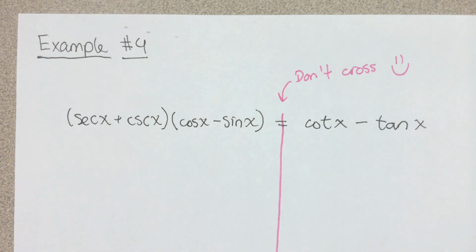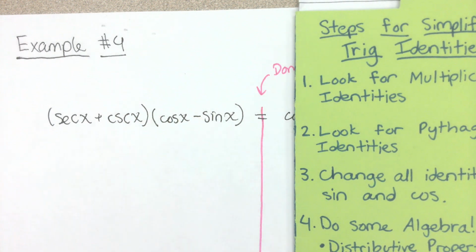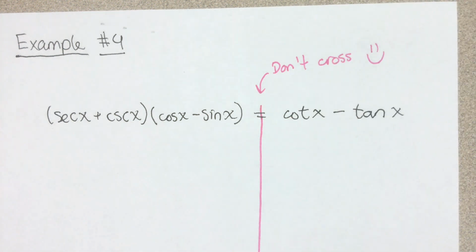So, we can go through the basics, steps 1 and 2. Multiplication identities. Outside of actually multiplying these, we don't have that yet. Pythagoreans, your squareds, no squareds present. So we're going to jump straight down to step 3. Change everything in terms of sine and cosine. We have several things to change.